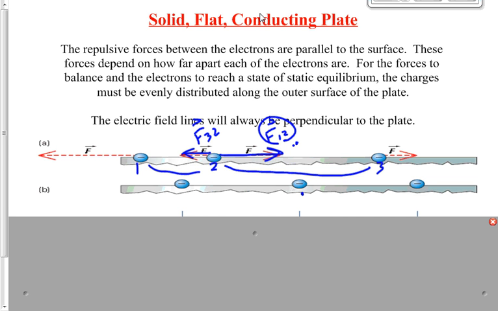Excess charges, whether you have a uniform solid conducting sphere or whether you have a uniform solid conducting plate, if it's a uniform object, then the charges will go to the surface. Not all the charges, but the extra charges will go to the surface, and they're going to be evenly distributed. Right, Josh?